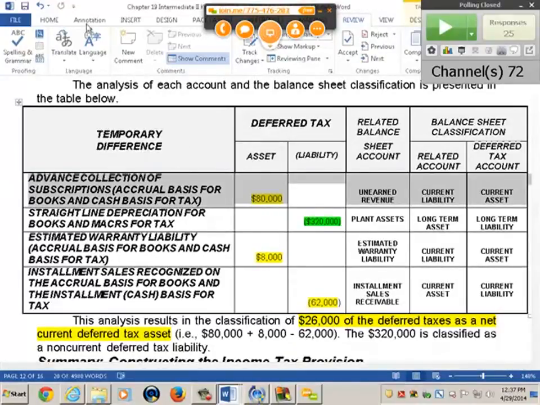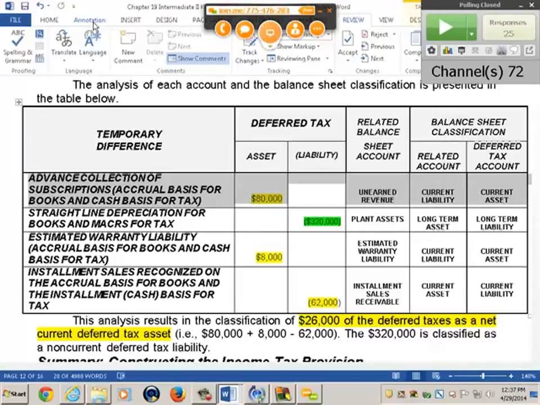We first look at the advanced collections. There's an $80,000 DTA. The underlying related account is unearned revenue. If that is current, the DTA is current. Straight line depreciation for book, accelerated for tax. A 320 deferred liability. The underlying account is a plant asset. That asset is long-term. DTL is long-term.